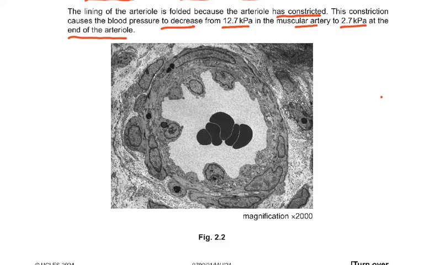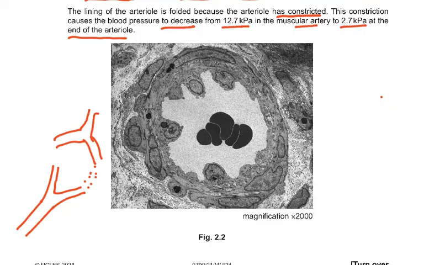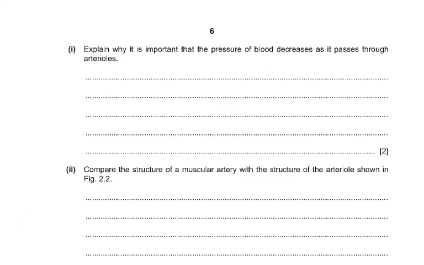Now you can see the electron micrograph, and it's telling you how the muscular artery first, of course, will enter, and then it's going to divide into arterioles, and then capillaries, and then venule, and then vein. And also look at the magnification, it's 2000 times. Explain why it is important that the pressure of blood decreases as it passes through the arterioles. Now, you've got to understand why it would decrease.